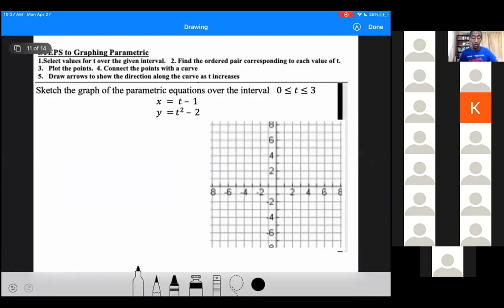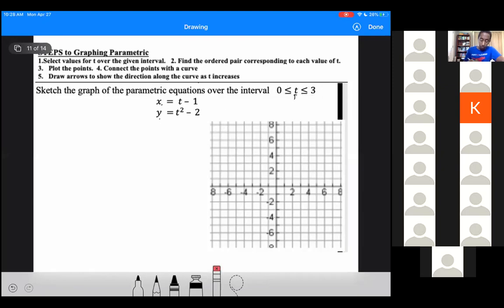So looking at this example here then, where it says sketch the graph of the parametric equation over the interval 0 to 3, because we have two equations, we have three variables, x, y, and t. That is a parametric equation. And your parameter is t. That's the interval that we have here. t is the parameter. We're finding what is the graph from 0 to 3 of these parametric equations, okay?